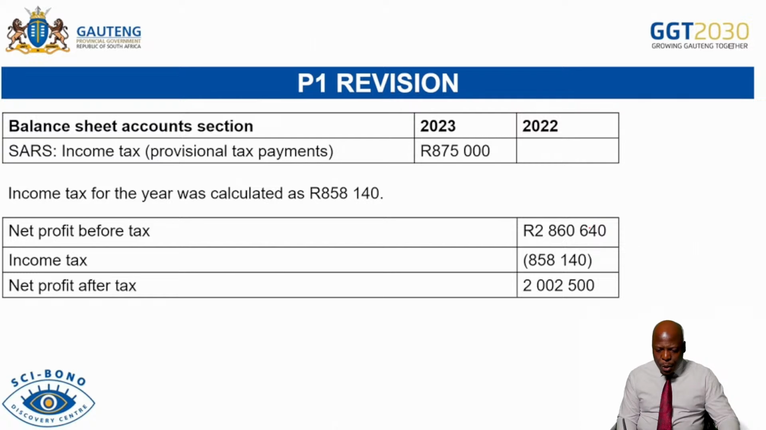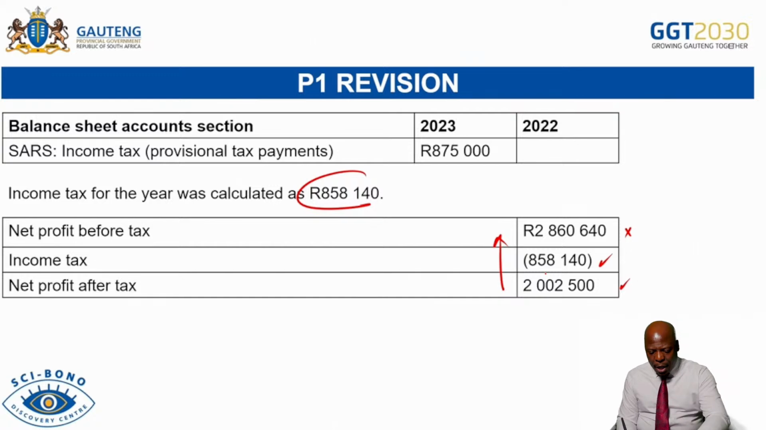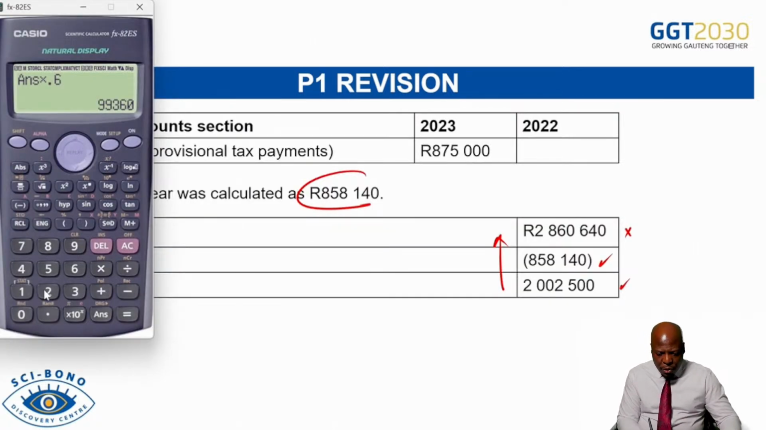So what I did here to get this amount, this was not given in the answer book. Okay, so you were given your net profit after tax, and then on your income tax, we're told income tax was calculated as that one. So you end up with that one. And the question becomes, how do you get that amount when you go up? Remember to switch the signs. You're simply saying 2,002,500, and then you're going to add the 858,140. Okay, so it's 2,002,500, and then you're adding your 858,140.